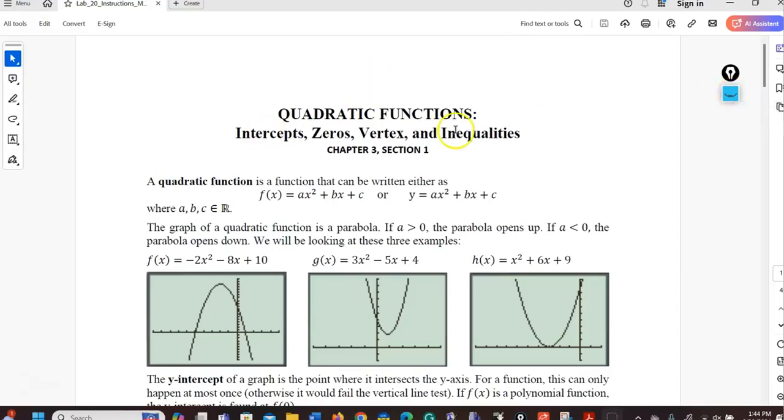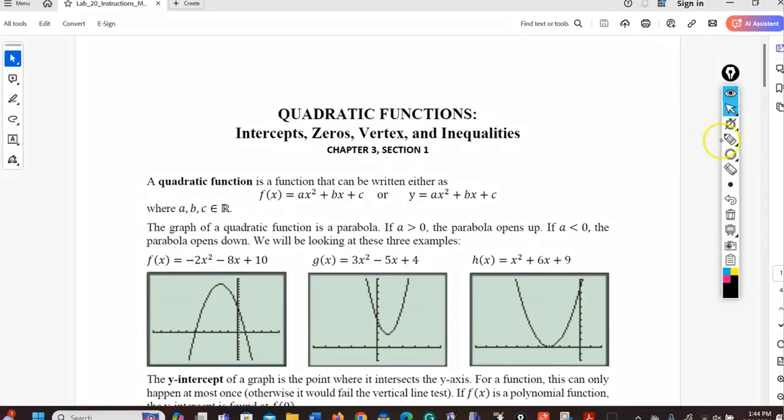Okay, like the title says, we're going to be looking at quadratic functions. And the characteristics we're going to be looking at are intercepts, so a y-intercept and an x-intercept, the zeros, what it means, the vertex of a quadratic function, and solving inequalities.